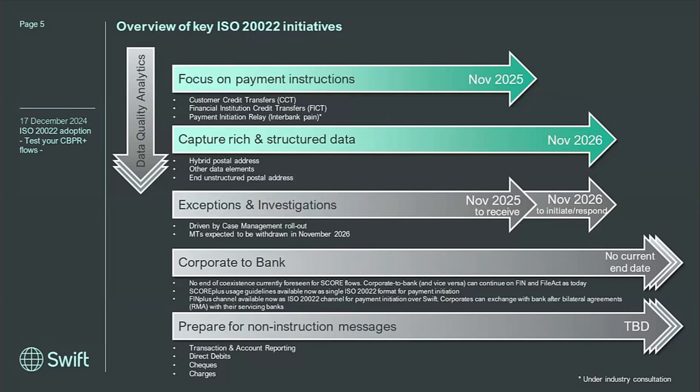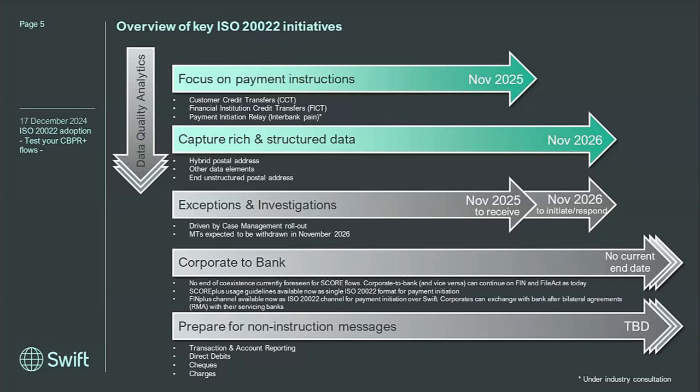So from early next year, there will be an early adopters group, which is a closed user group. So you are free to opt in if you want to participate and adopt case early. But then from November next year, you will be required to receive the CAMT 110. And from November 2026, you will be required not only to receive, but also to send the CAMT 11. So use both of those messages. And that's the date when the MT alternatives will be retired.